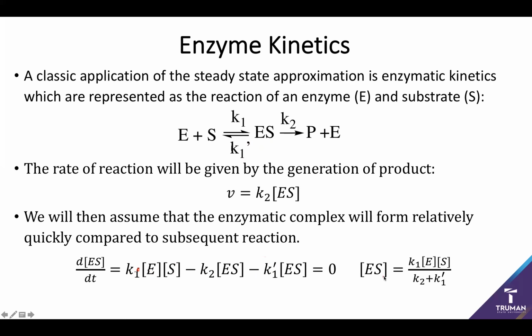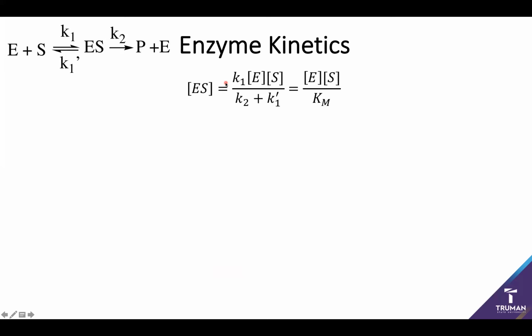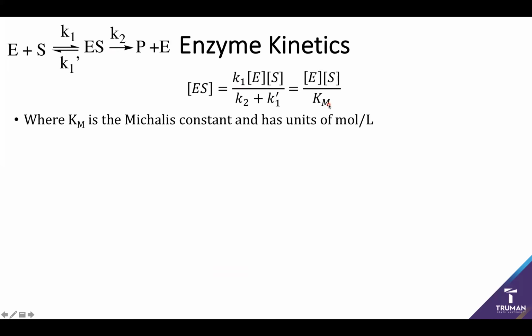From here, because we have steady state, we are able to make use of the steady state approximation, and the concentration of this enzymatic complex can be given by the ratio of our rate constants times the concentration of our enzyme and substrate. Now, because K1, K2, and K1 prime are going to be inherent to the individual enzyme being examined, we're going to essentially combine these three rate constants into a single constant, which we're going to call the Michaelis constant.